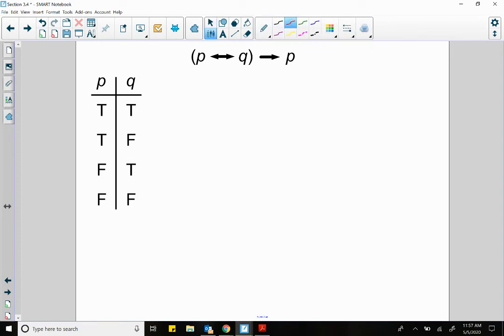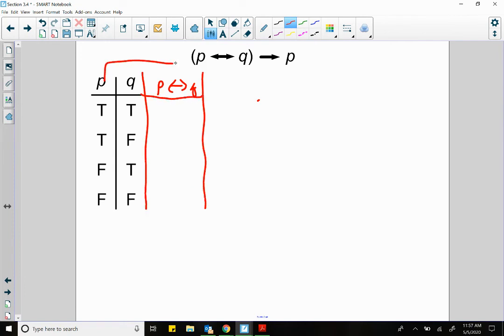Okay, so here we go. Dealing with your parentheses. Do we have parentheses? Absolutely. In my parentheses, do I have negations? No. Do I got and or? No. Do I have conditional? No, not inside the parenthesis. So in the parenthesis, we're actually going to be dealing with P, biconditional, Q. Okay?